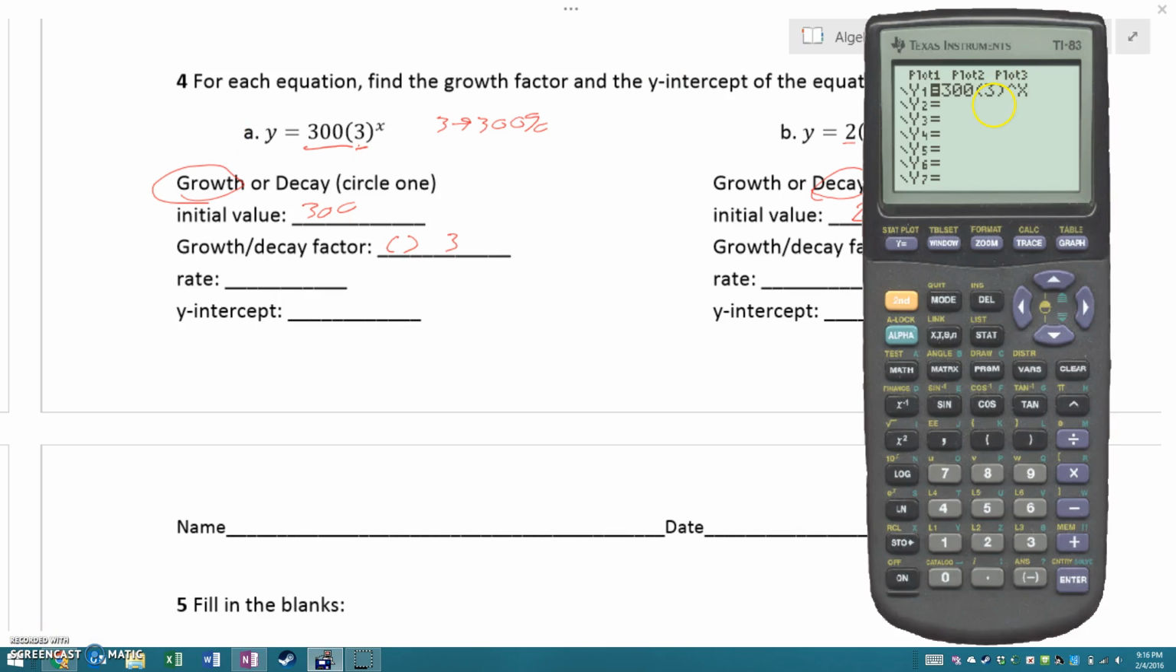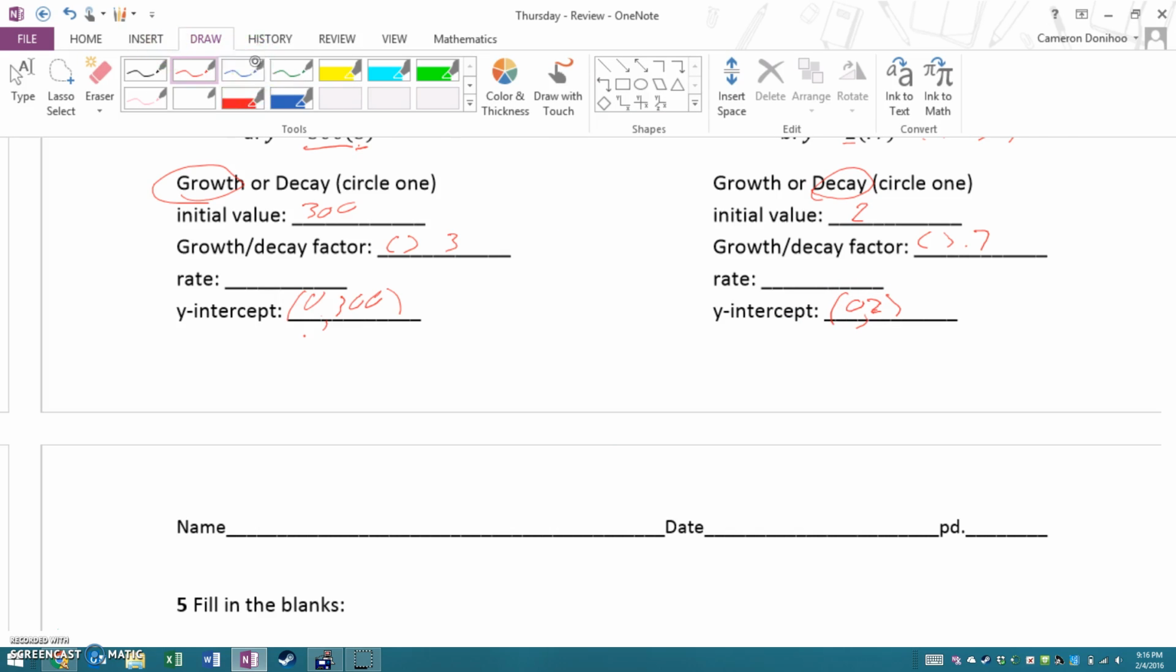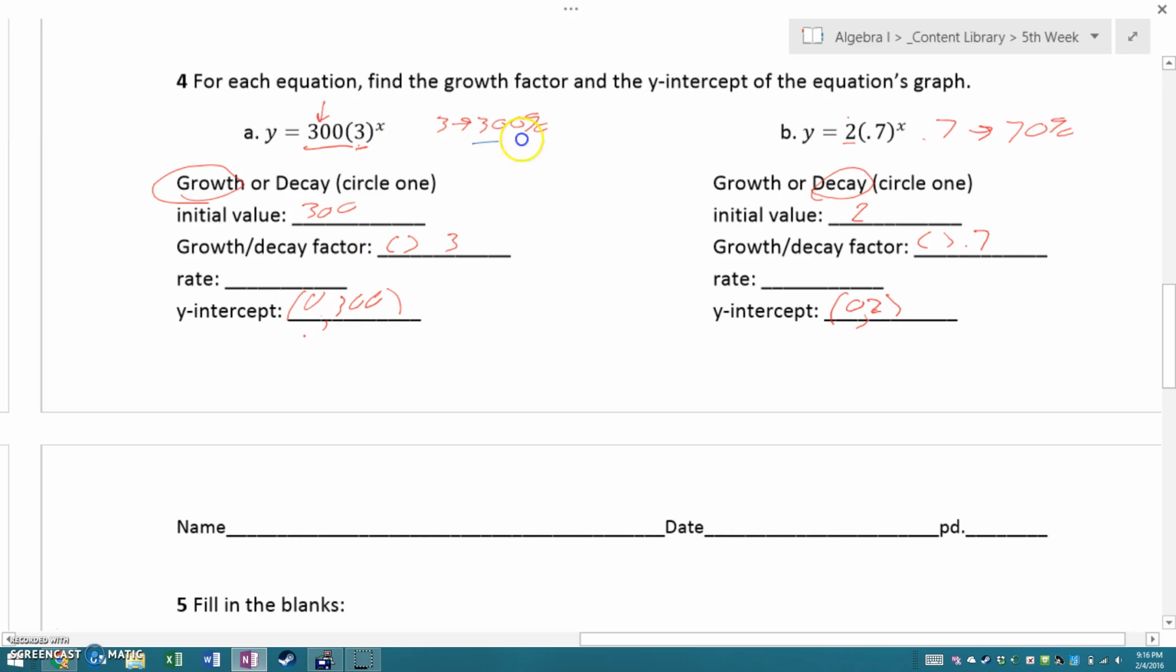All right, I got that first function in there. I'm just going to jump into the table. Second graph, 0, 300. There's my y-intercept, 0, 300. By the way, this number, that's the y-intercept. So here my y-intercept would be 0, 2. All right, y-intercept done.